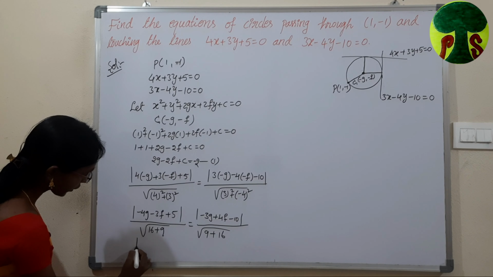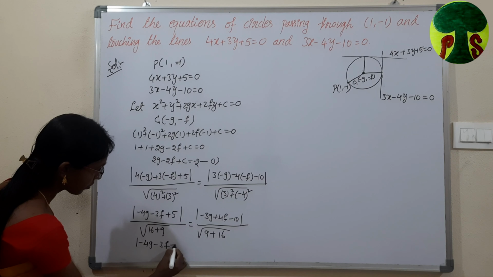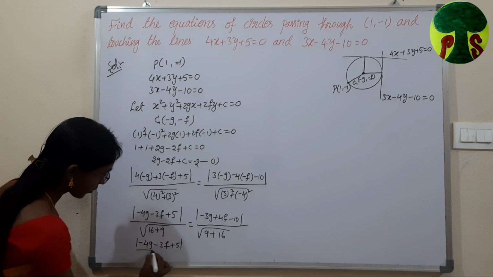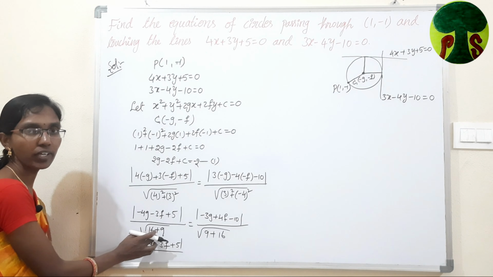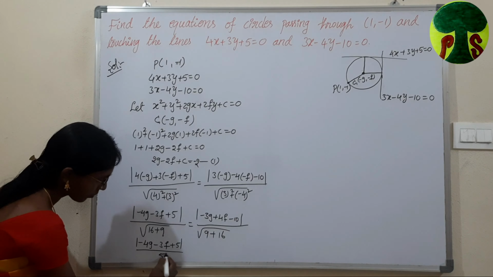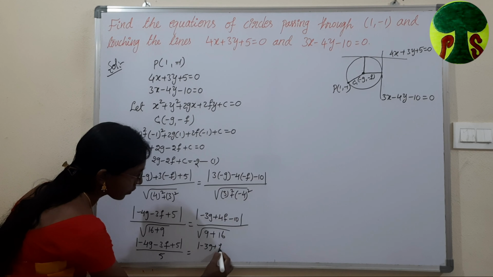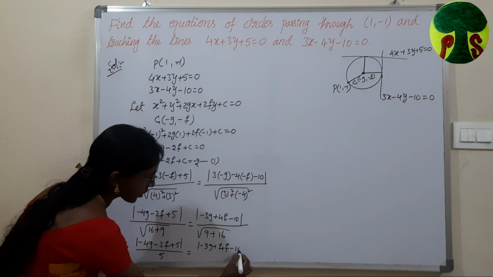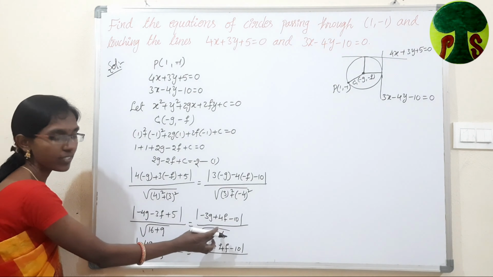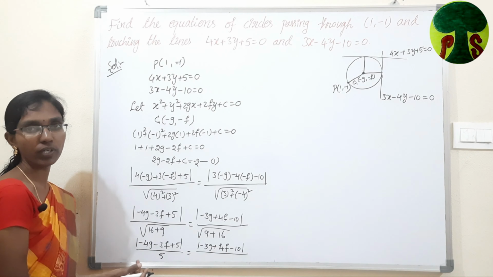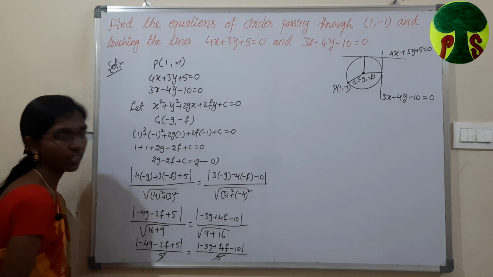And finally we will get modulus of minus 4g minus 3f plus 5 divided by square root of 16 plus 9 is 25. Square root of 25 value is 5. So divided by 5 is equal to modulus of minus 3g plus 4f minus 10 divided by, here also square root of 9 plus 16 is square root of 25. The value of square root of 25 is 5. So divided by 5. This 5 gets cancelled.